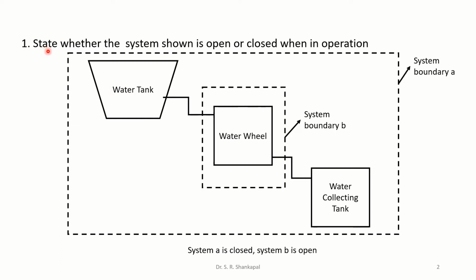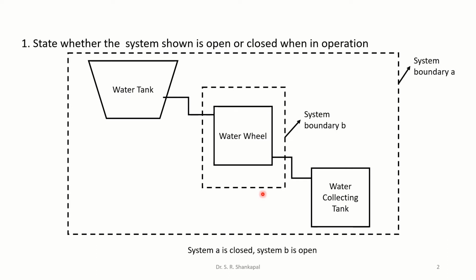Let us look at this question. State whether the system shown is open or closed when in operation. Here, there are two systems shown. One is system A, another one is system B. System A has a boundary like this, enclosing water tank, water wheel, water collecting tank. And system B has a boundary around the water wheel.